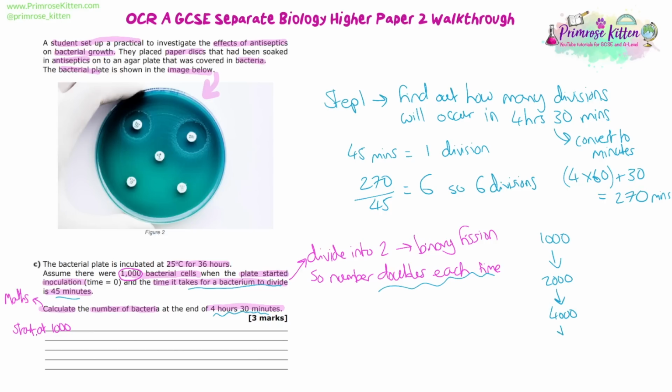So 1,000 becomes 2,000, 2,000 becomes 4,000, 4,000 becomes 8,000, 8,000 becomes 16,000. So let's just check how many divisions we've done there. 1, 2, 3, 4. So I've still got 2 more divisions to go. So 16,000 doubles again to make 32,000, and that's the 5th doubling. Then 32,000 becomes 64,000, and that is our 6th doubling. So make sure when you write it out like this, you count the arrows. The arrows are the division or doubling. So our answer is 64,000.